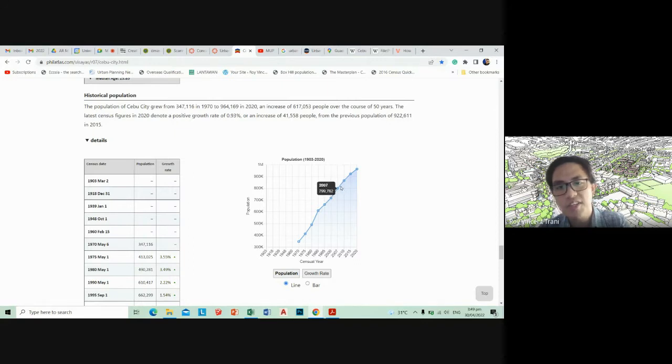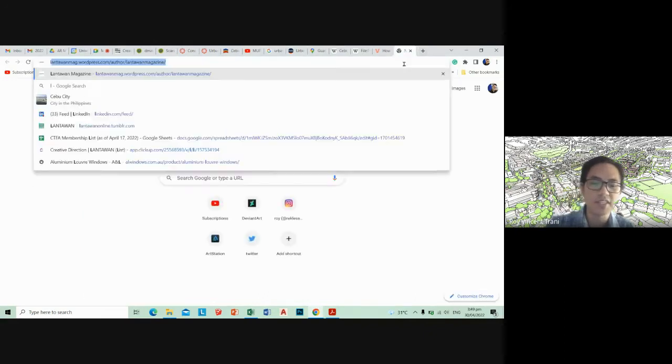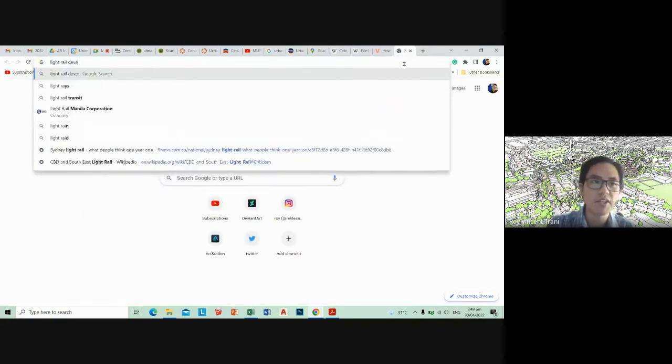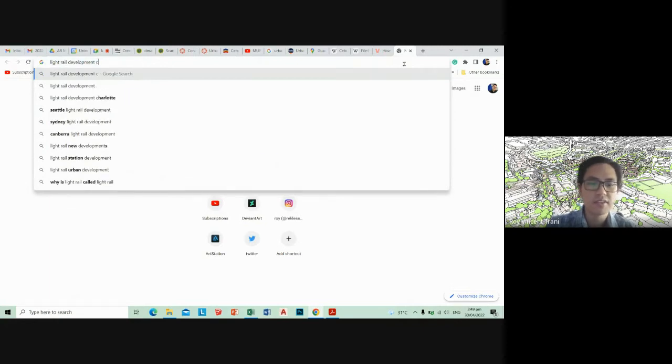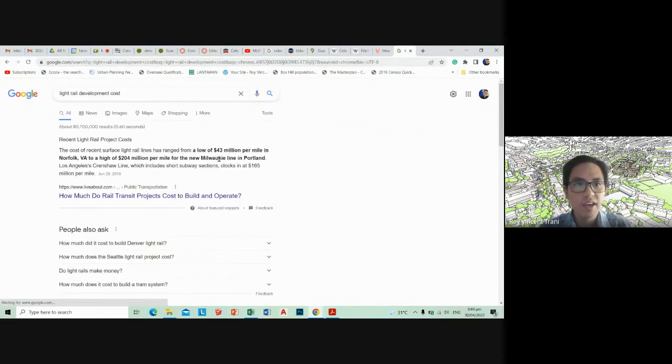So once your city goes to that level, that's probably the time you need to introduce bus lanes if you can, but really mass transport, maybe light rail. But the problem with light rail and mass transport is it's very expensive. The light rail development cost is about, let's see, 43 million per mile.